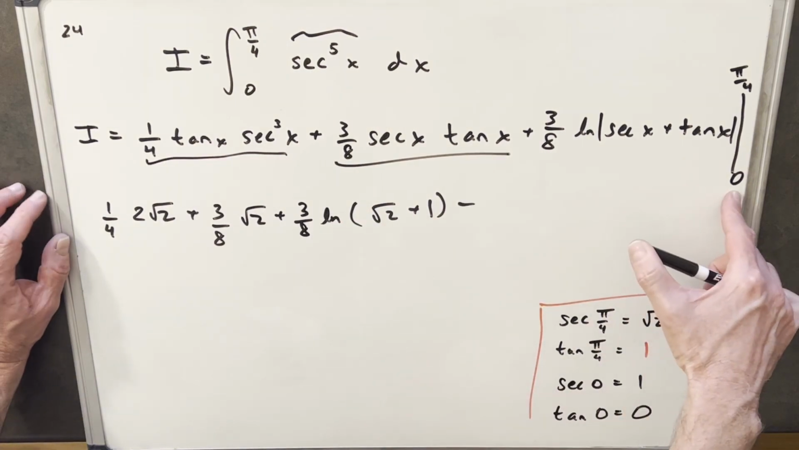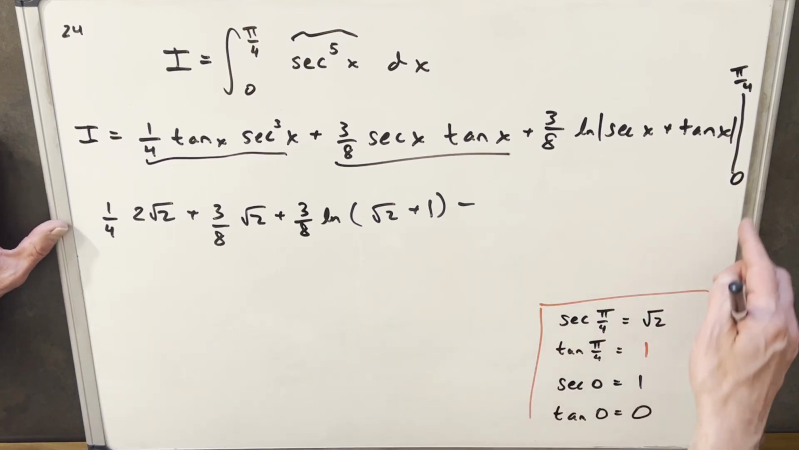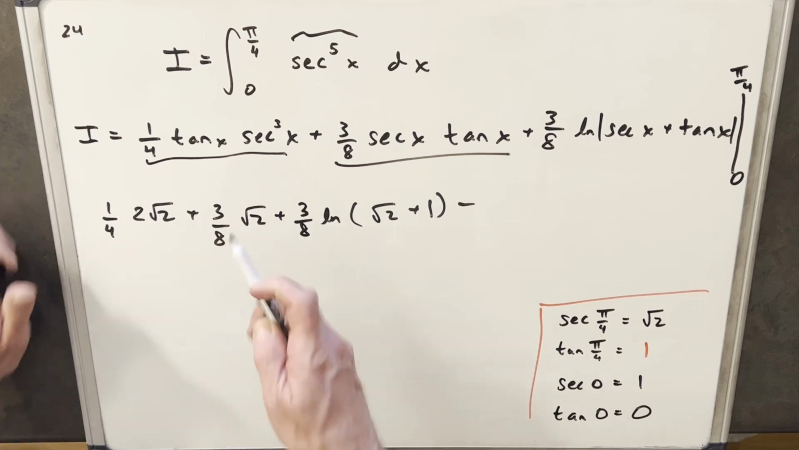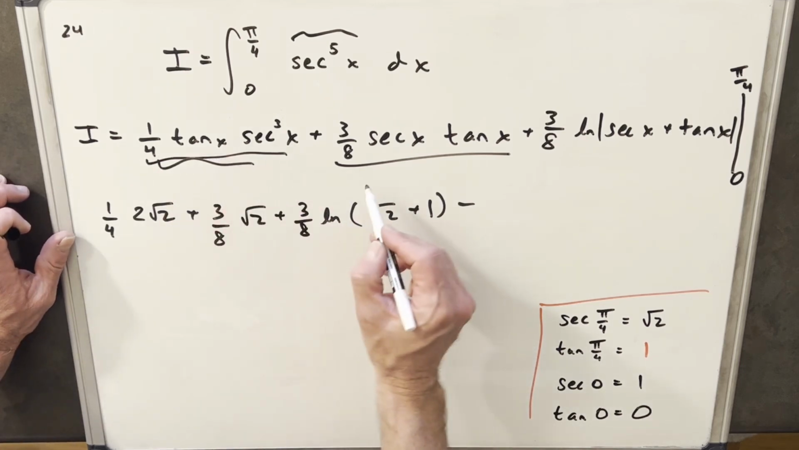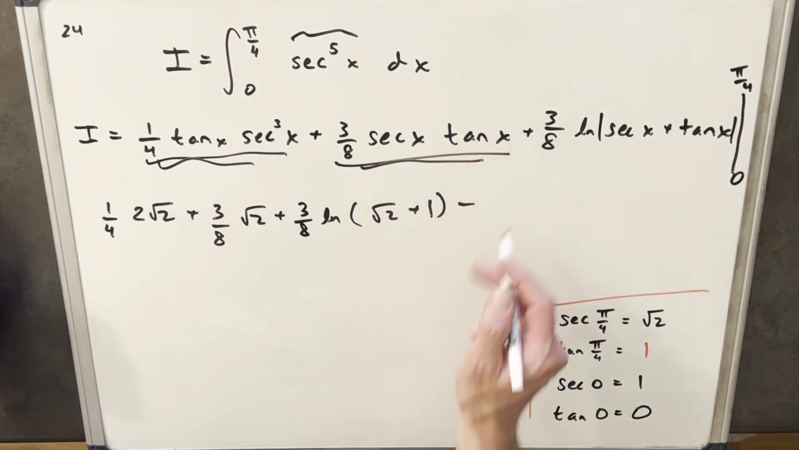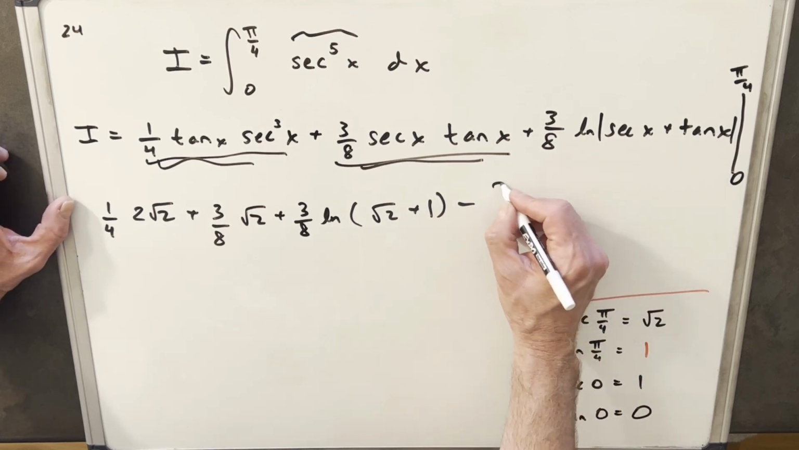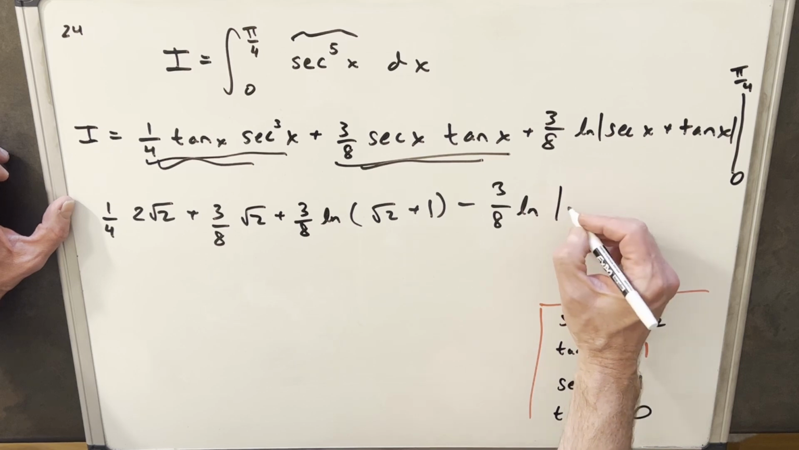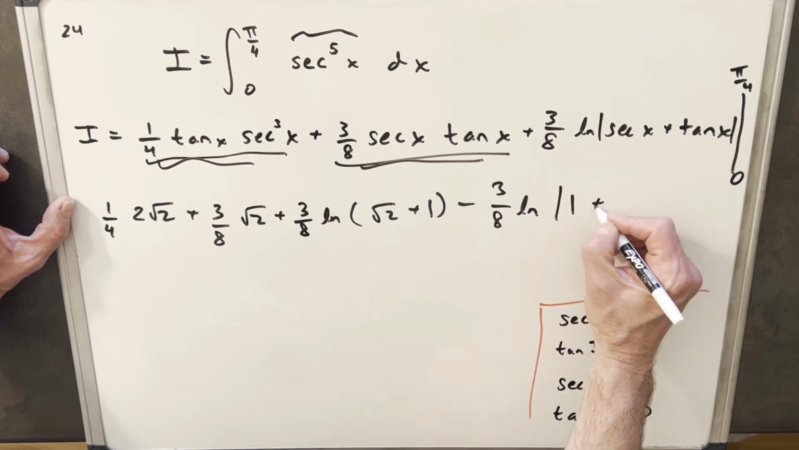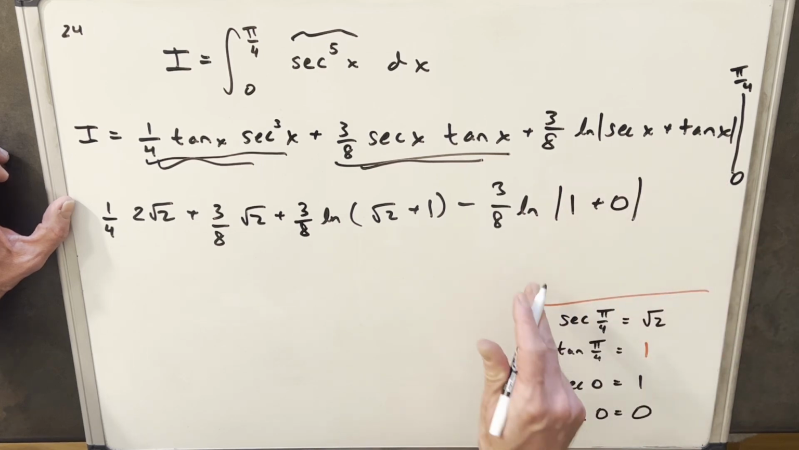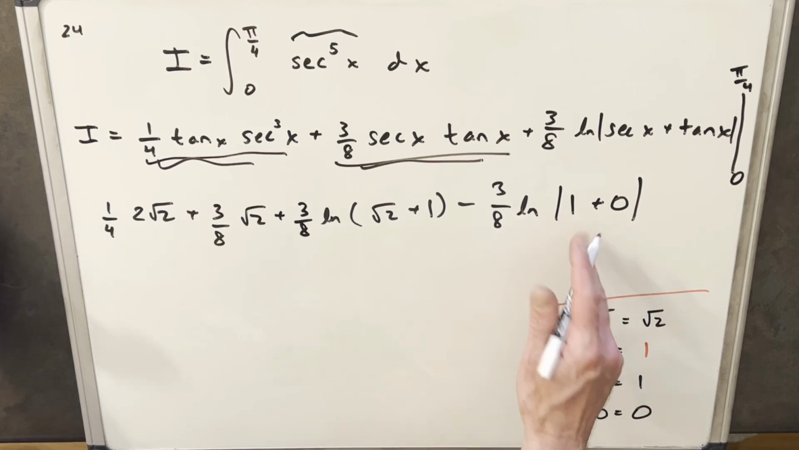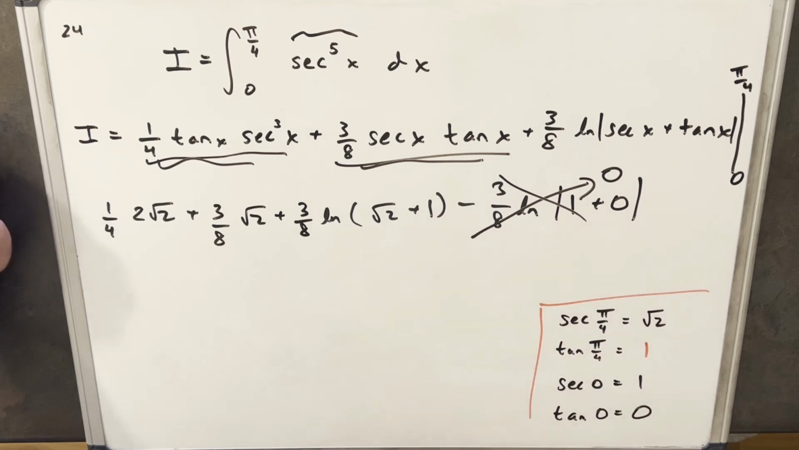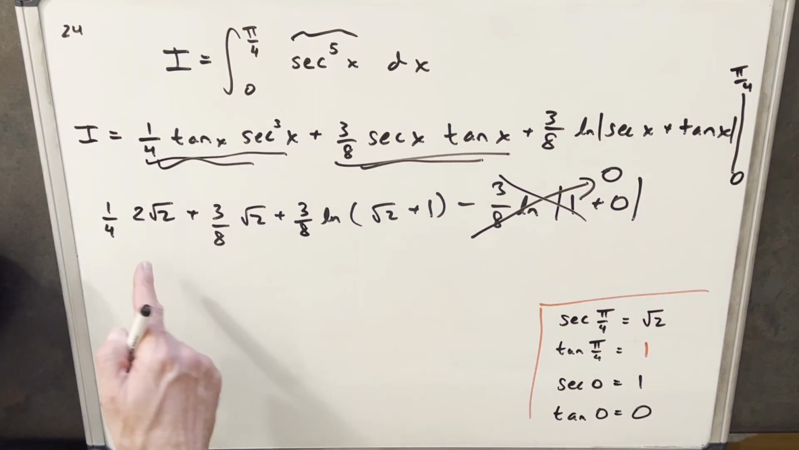And then next, evaluating at 0, we get some good simplification here, because tan at 0 is actually 0. So this term is going to 0, and this term is going to 0 as we're multiplying by 0. And we just need to deal with this last piece. So we have 3/8 natural log of secant at 0, which is 1, plus tan at 0, which is 0. So that means we're taking natural log of 1, but that's 0, and so that piece just goes away. Okay, so all we need to do now is a little simplification.